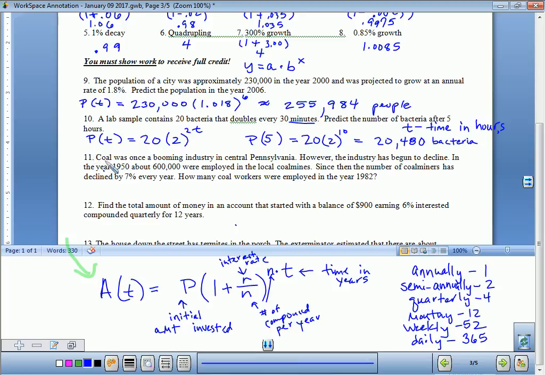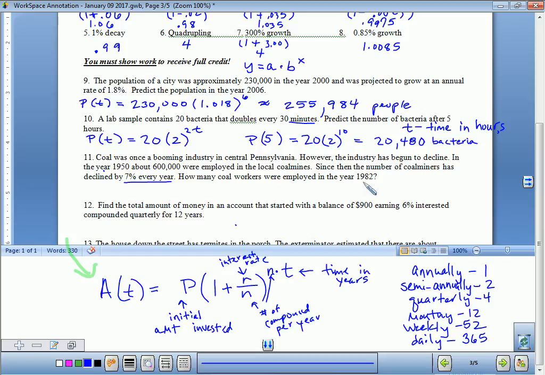All right, so coal. It was once a booming industry in central Pennsylvania, but then we started focusing on clean energy, and we've kind of left coal. However, the industry has begun to decline. In the year 1950, there were 600,000 people that were employed in local coal mines. But since then, the number of coal miners has declined by 7% every year.